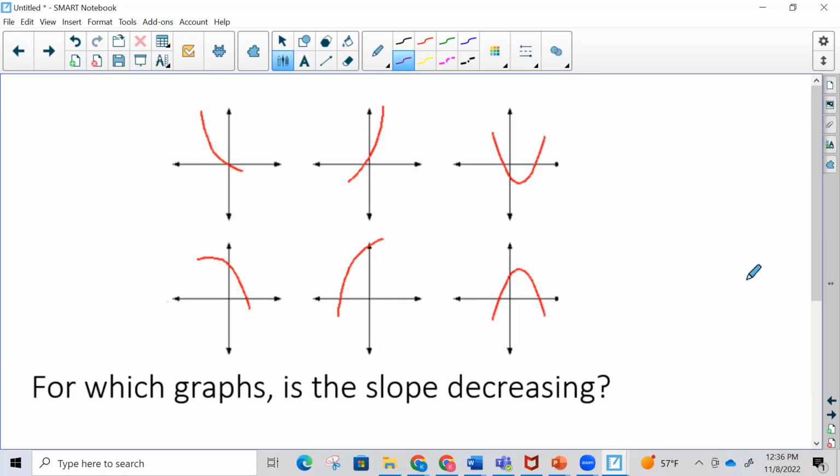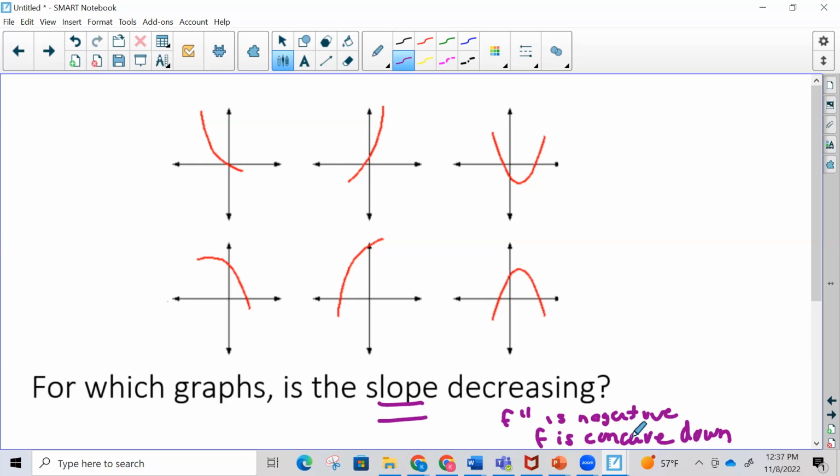And then this one says, for which graphs is the slope decreasing? Okay, here's the key thing. The slope is decreasing where f double prime is negative, or when f is concave down, whenever f double prime is negative. So if the slope is decreasing, that means the slope of the slope, which is the second derivative, would be negative, and f is concave down.